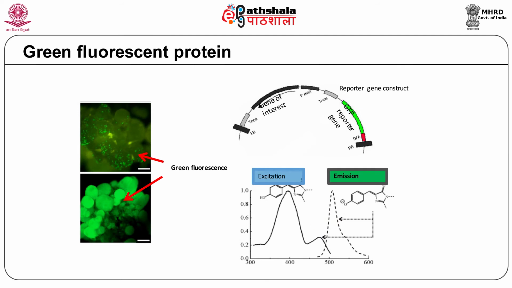The second marker is green fluorescent protein, or GFP. It is a fluorescent protein from the jellyfish Aequorea victoria. In jellyfish, a protein aequorin emits blue fluorescence when activated. This provides excitation energy to GFP, which emits green fluorescence.